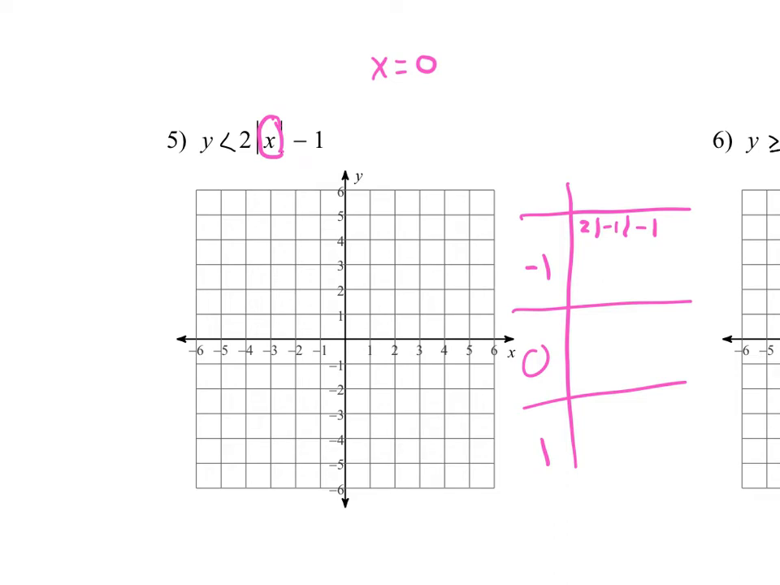The absolute value of -1 is positive 1. Positive 1 times 2 is 2. 2 minus 1 is 1. So our point here is -1, 1.